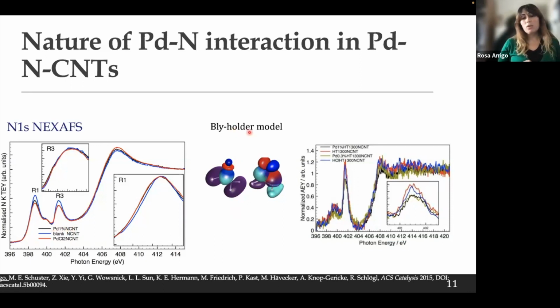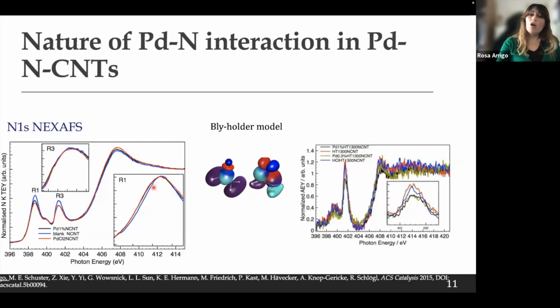in which the sigma donation of the lone pair goes into the palladium unoccupied states, and then we have a back donation from the occupied palladium orbitals into the unoccupied states of nitrogen. And this, of course, will reduce the transition matrix element for the lowest unoccupied orbital, consequently the transition probability, and also the spectral intensity. So this is how we interpret this.